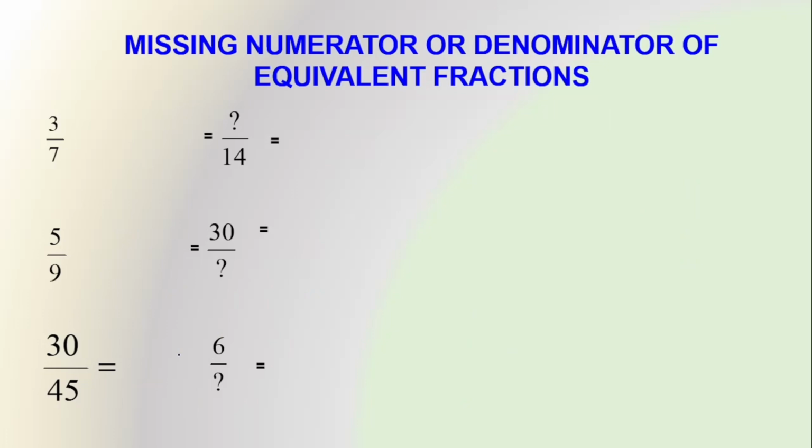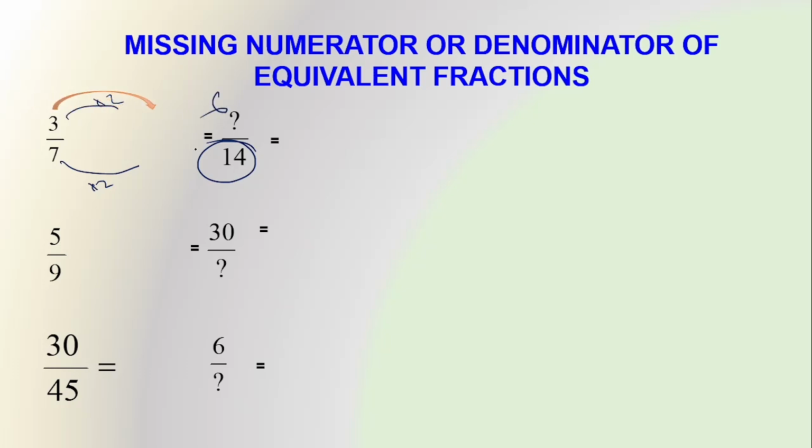Now, to find the missing numerator or denominator of an equivalent fraction, how do we find it? Check: 3 by 7 equals dash by 14. So tell me, 7 into dash equals 14. Multiply by 2, because when we multiply 2 with 7 then it becomes 14. Similarly, 3 into 2 equals 6. So the answer is 6 by 14.